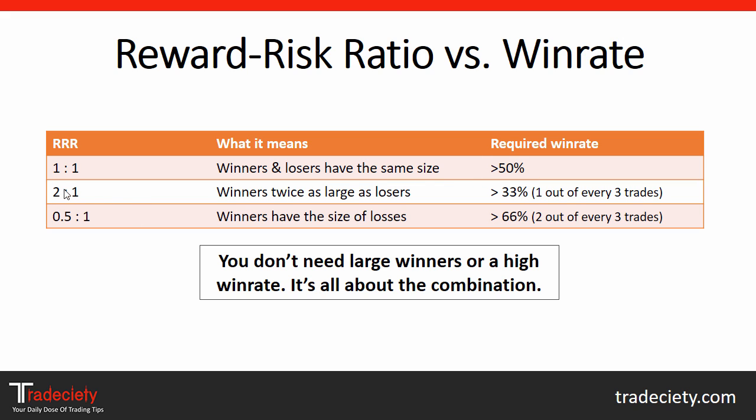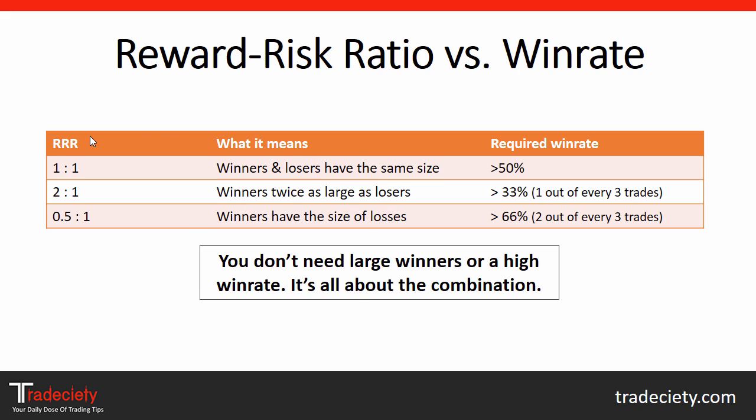And for example, if you have a reward to risk ratio on your trade of 2:1, it means your winners are twice as large as your losses, and now you only need to win 1 of every 3 trades. So if you lose 2 trades and then you have a winner, this cancels each other out again. And this means that as long as your win rate is higher than 33%, you will end up making money.